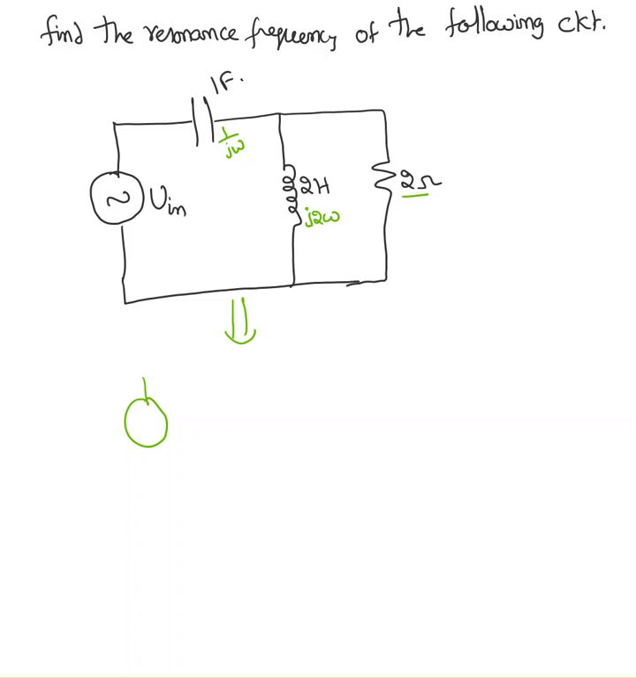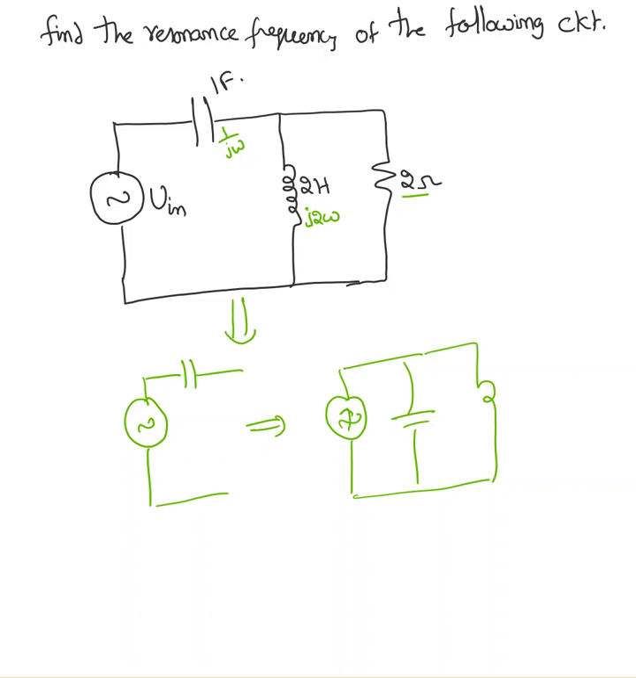source transformation theorem, or source transformation principle. So I have a voltage source in series with a capacitive reactance. For sure, I can convert this into a current source in parallel with the capacitive reactance. Okay, so I'm going to do this. Now, here is my circuit. It's just like an RLC parallel circuit.